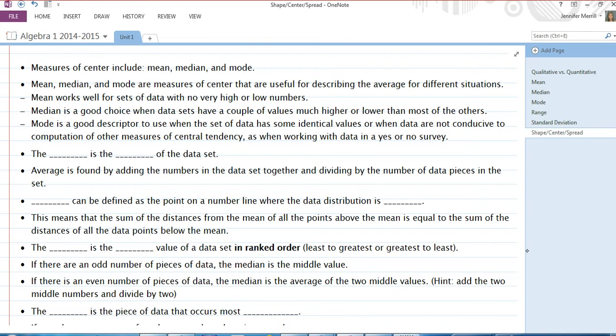The median is a good choice when data sets have a couple of values much higher or lower than most of the others. Mode is a good descriptor to use when the set of data has some identical values or when data are not conducive to computation or other measures of central tendency, as when working with data in a yes or no survey.